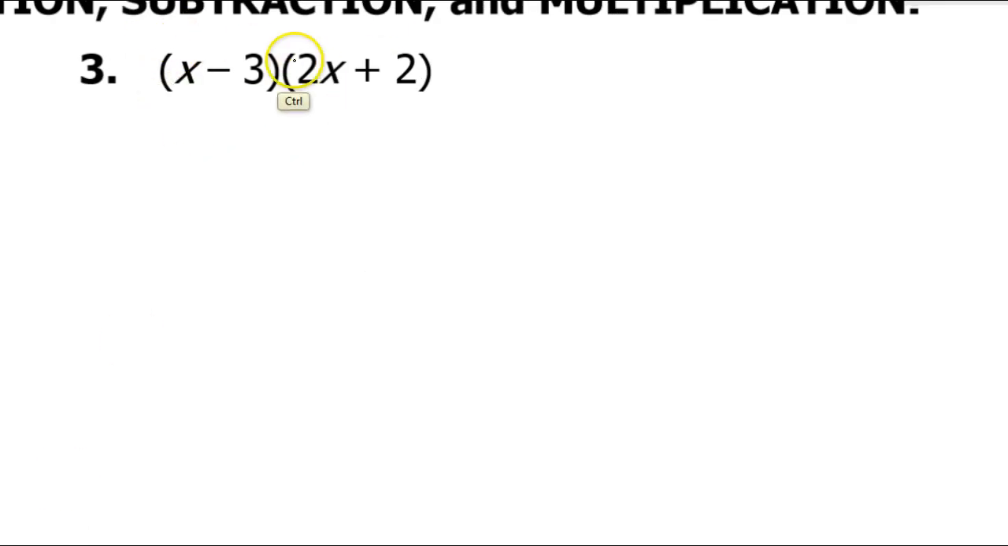Number 3 is a multiplication problem. So this is where we do the distributive property twice. So right now I'm ignoring the negative 3. So x times 2x, that's going to be 2x squared. X times 2 is going to be 2x.